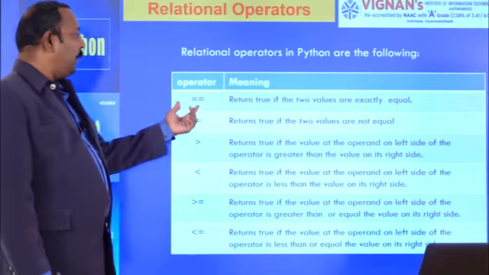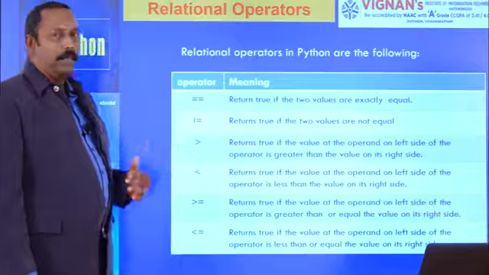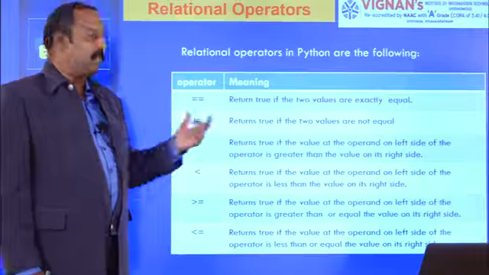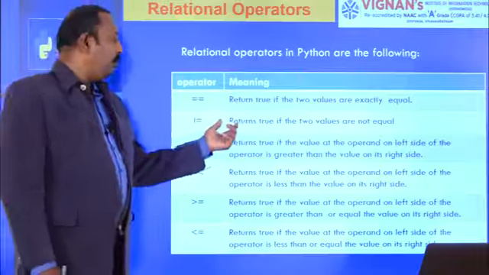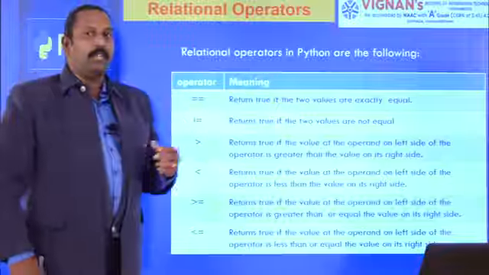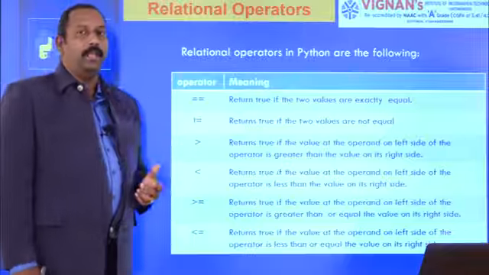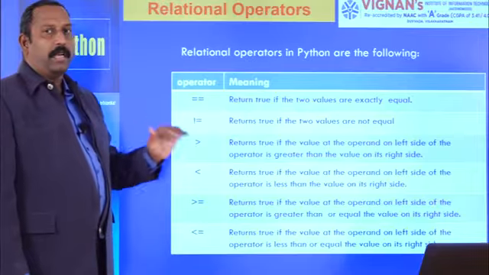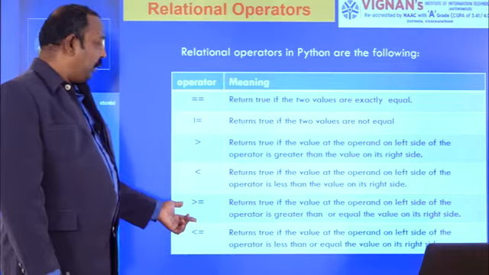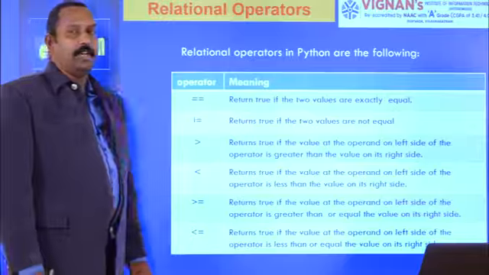The first one is double equal to. It returns true if both the operands are equal. Otherwise, you will get false. Not equal to returns true if both the operands are not equal. Otherwise, you will get false. With the greater than symbol, if the first operand is greater than the second operand, you will get true. Otherwise, you will get false. Similarly, less than, greater than or equal to, less than or equal to. These are the relational operators available in Python.